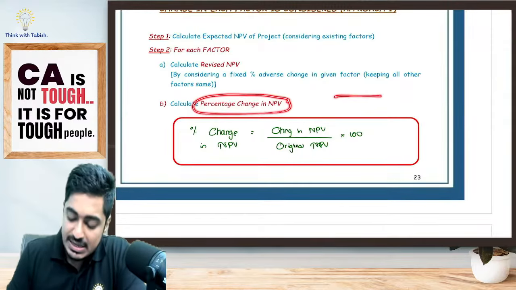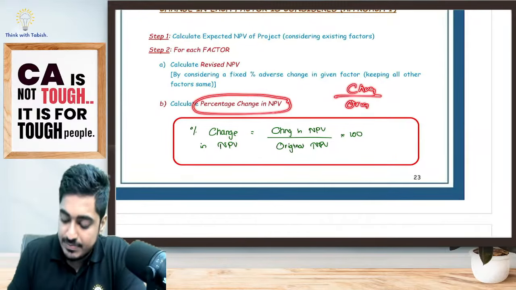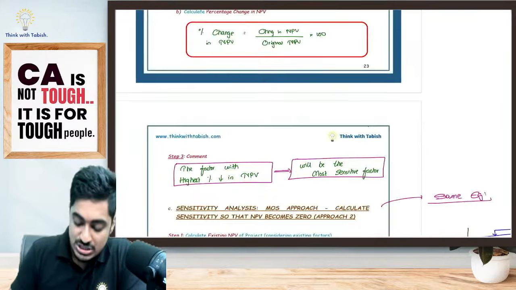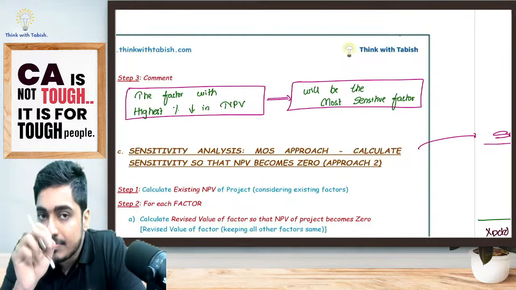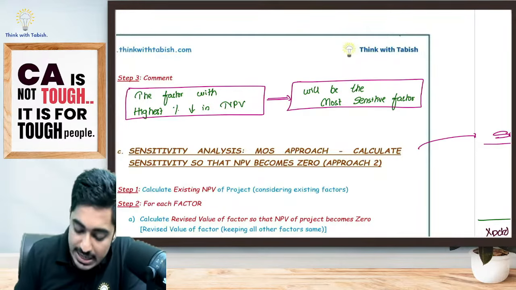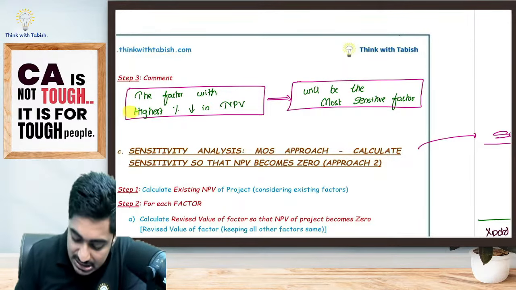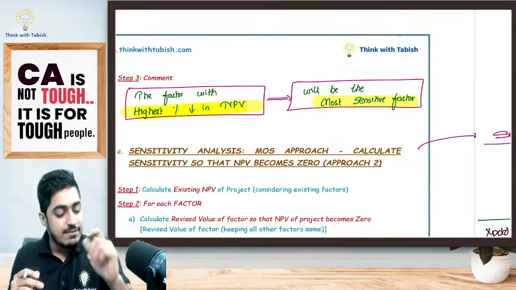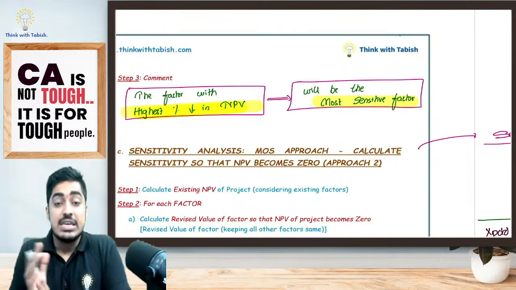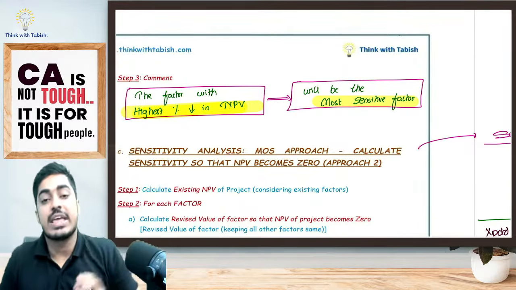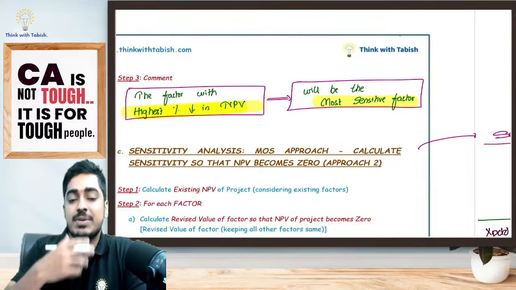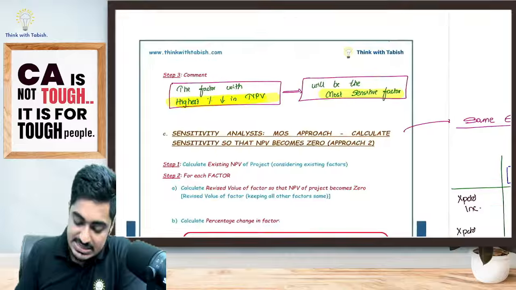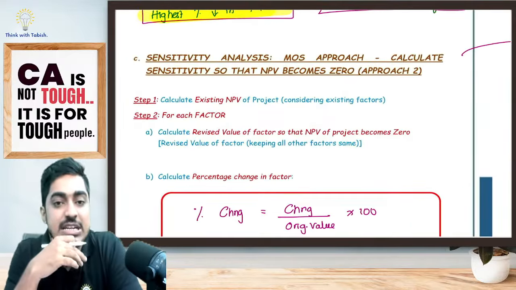Percentage change formula, simple. It is the change divided by original value. It is change in NPV divided by original NPV into 100. Once you have calculated, now comes the comment. Here the comment is going to be very important. The factor with the highest percentage fall in NPV is the most sensitive factor. In our example, when every factor changed by 20%, NPV maximum change was when cash flow changed. When cash flow changed by 20%, my NPV fell by 60% something. So cash flow was the most sensitive factor. Is this clear? That is how I will be giving my judgment decision.